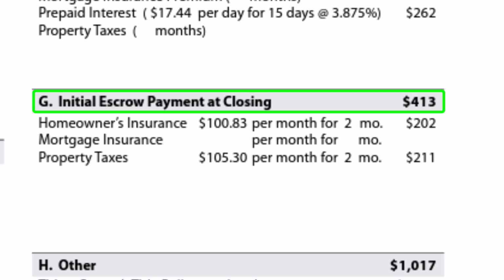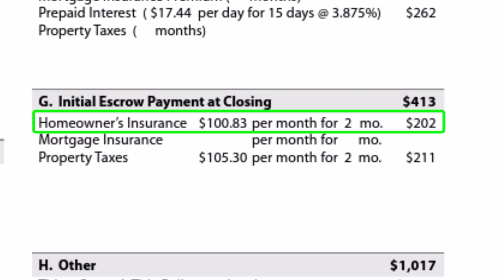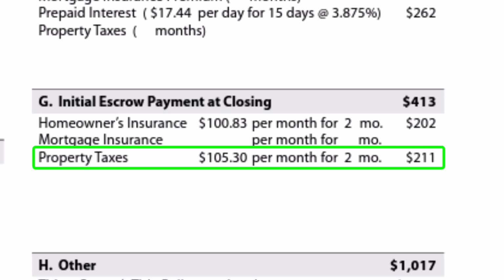Some of the items you'll find in this section include homeowner's insurance, which covers the home and its contents against unexpected damage. Flood insurance, which is separate from homeowner's insurance, will also be in this section. Mortgage insurance, which facilitates the purchase of a home with a down payment of less than 20%. And then you got property taxes, which you pay to the county for the home ownership.